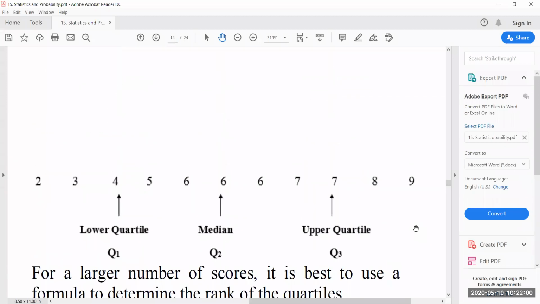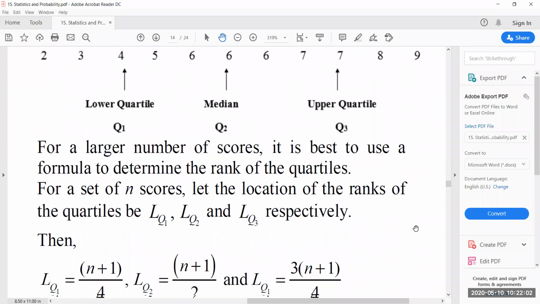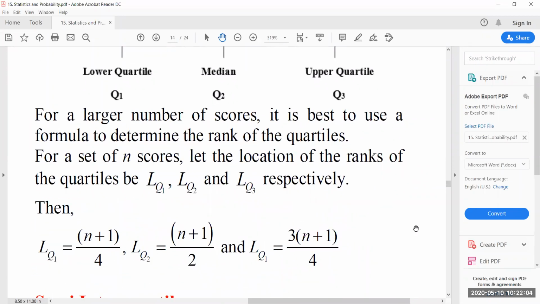Now sometimes the number of scores is too much, right? So hence the reason you can use this. For a larger number of scores, it is best to use a formula to determine the rank of the quartiles. For a set of n scores, n could be any amount of scores, let the location of the ranks of the quartiles be LQ1, LQ2, and LQ3 respectively, right? You don't have to do it like this. You can just do your working and of course get your quartiles, right?